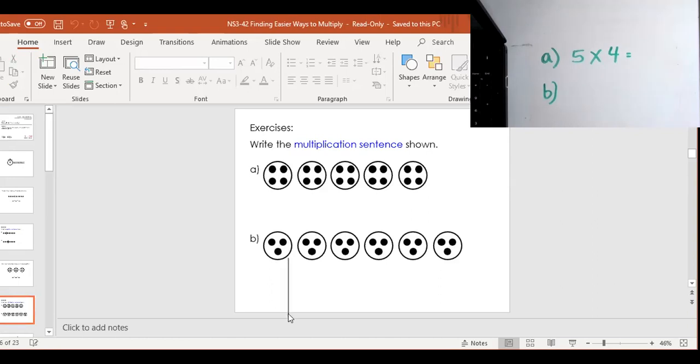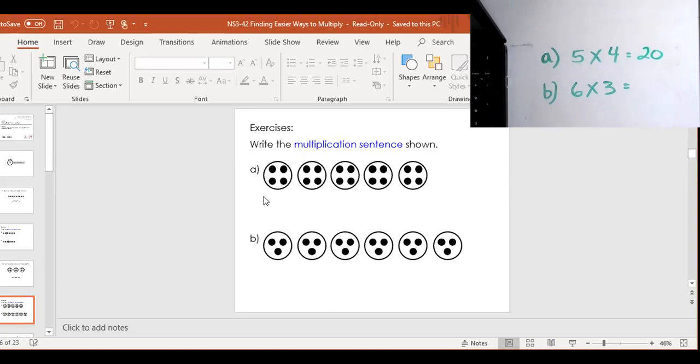And then in this one, B, how many groups? First start with the groups. 1, 2, 3, 4, 5, 6 groups. And how many are in each group? I have 1, 2, 3. Okay. So if you don't know how many this is, you could count all the dots. 1, 2, 3, up to 20. I could come up with 20 by counting them. That's hard. That takes a long time.